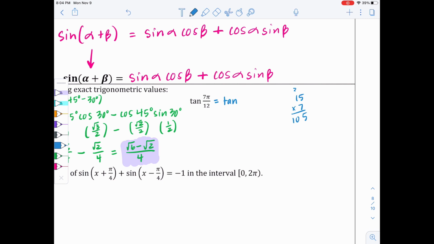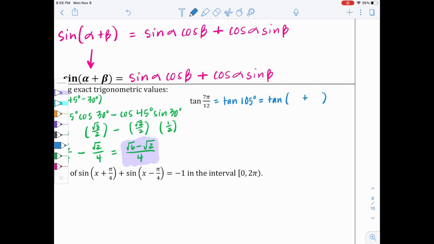So pi over 12 is 15 degrees. And just to do some quick math, 15 times 7 is 105 degrees. So 7 pi over 12 is equal to 105 degrees. Now, because I don't know a lot about a 105-degree angle, I want to find angles on our unit circle that I do know information about that add or subtract to make 105.